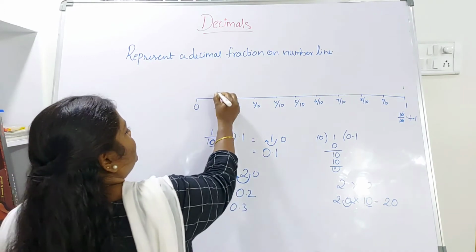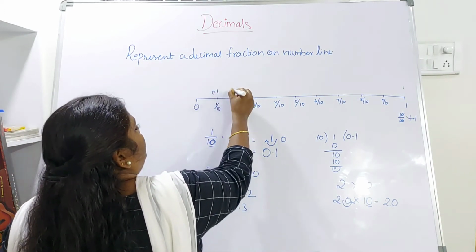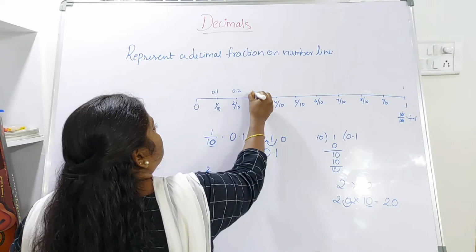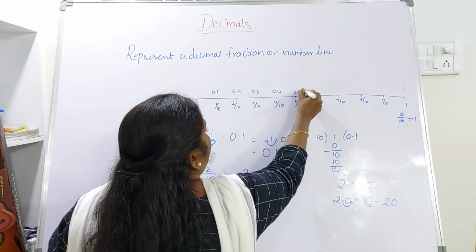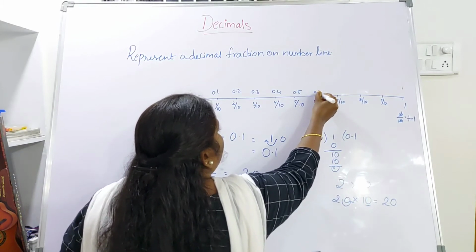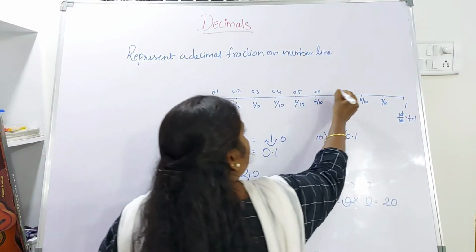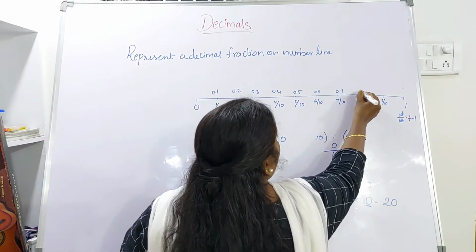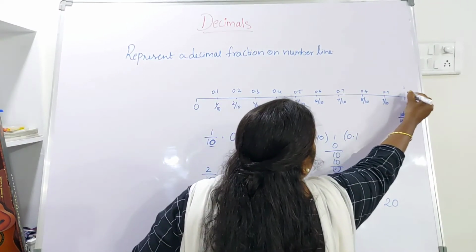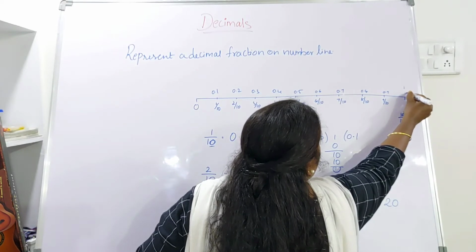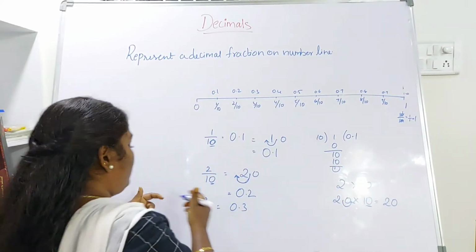Now in the same way, this is 0.1, 0.2, 0.3, 0.4, 0.5, 0.6, 0.7, 0.8, 0.9, and this is 1.0, that is nothing but 1.